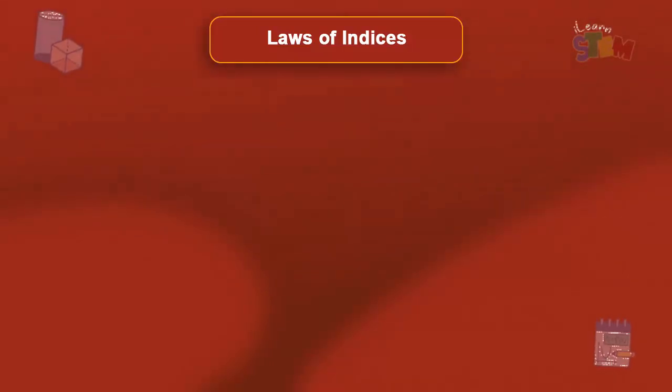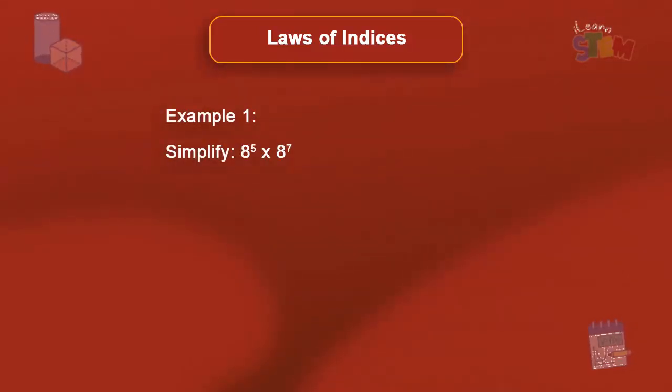Let us see an example. Simplify the following numbers. Solution. 8 raised to power 5 times 8 raised to power 7. Notice that the numbers have the same base. So, we simply add up their powers.